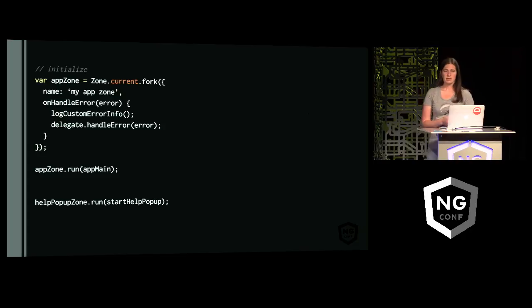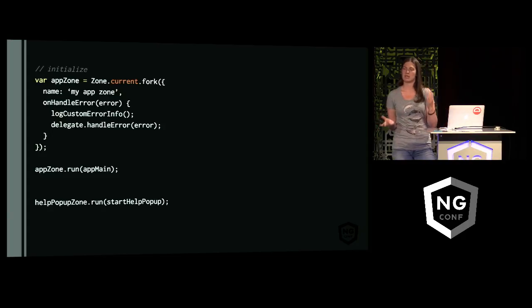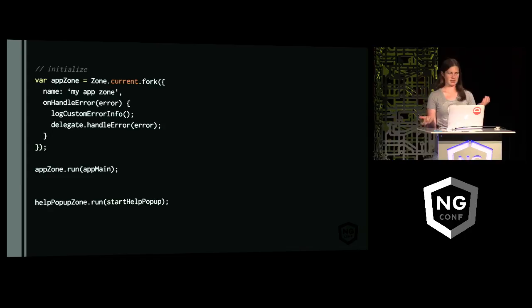And in code, this would look something like this. We'll fork a zone with the name for our application and an error handler that'll do some special custom logging that we don't want to do for any of the other parts of our application. And then we'll run that help pop-up in its own zone that's unrelated. Cool, so this is how we use zones.